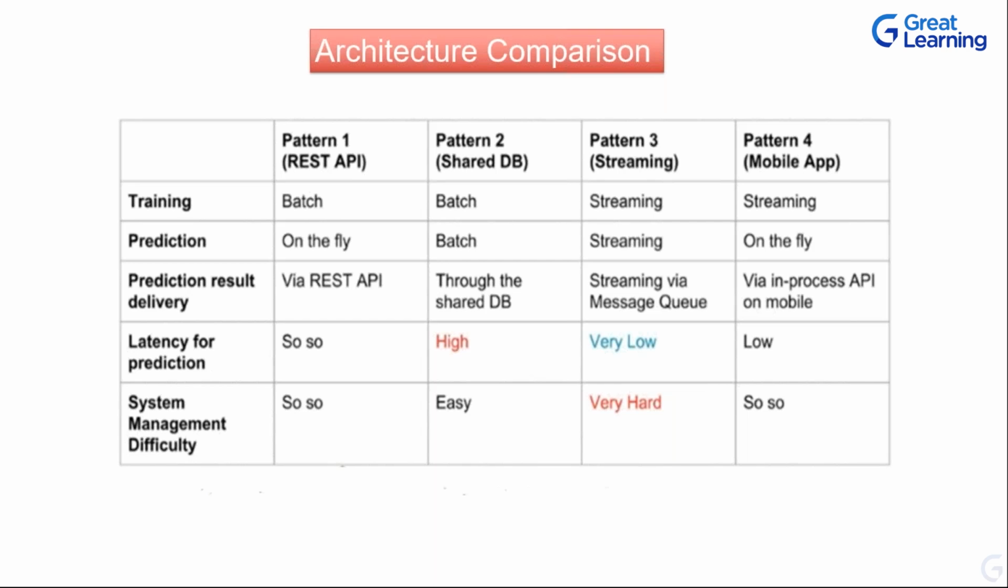Let's assume I have fed 100 applications there. Then the results associated with all these 100 applications are stored in a DB, which I can refer to. Latency for a prediction is high because it really depends on when I'm running a batch. System management is easy because everything is in offline mode. Training is in offline mode, prediction is in offline mode. Pattern 3, which is streaming.